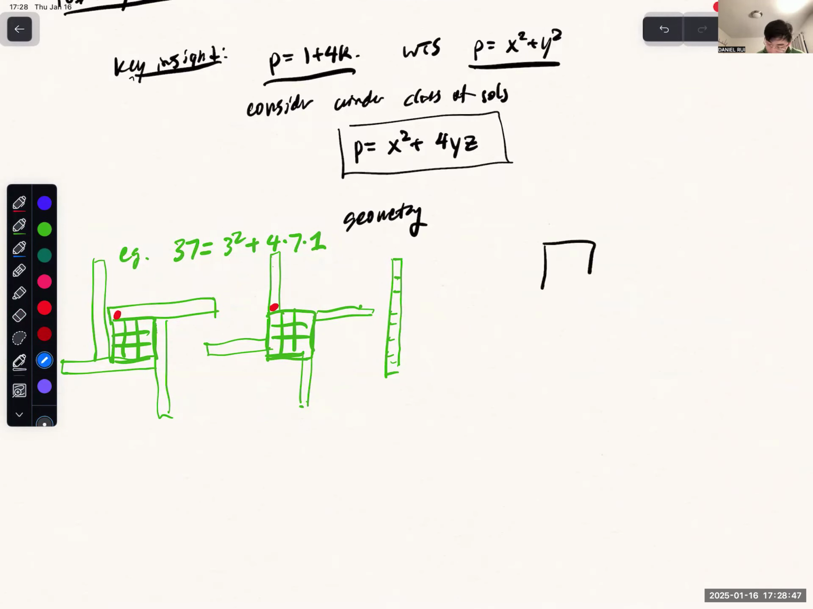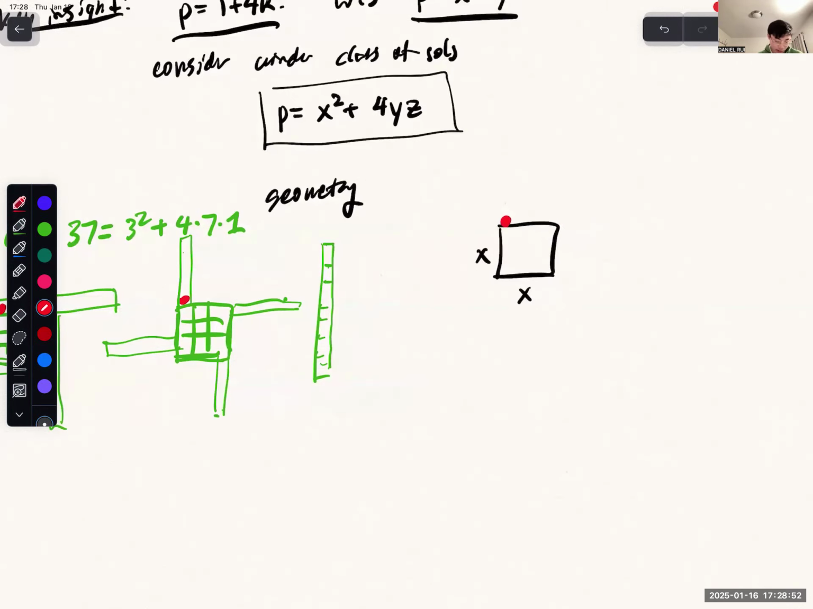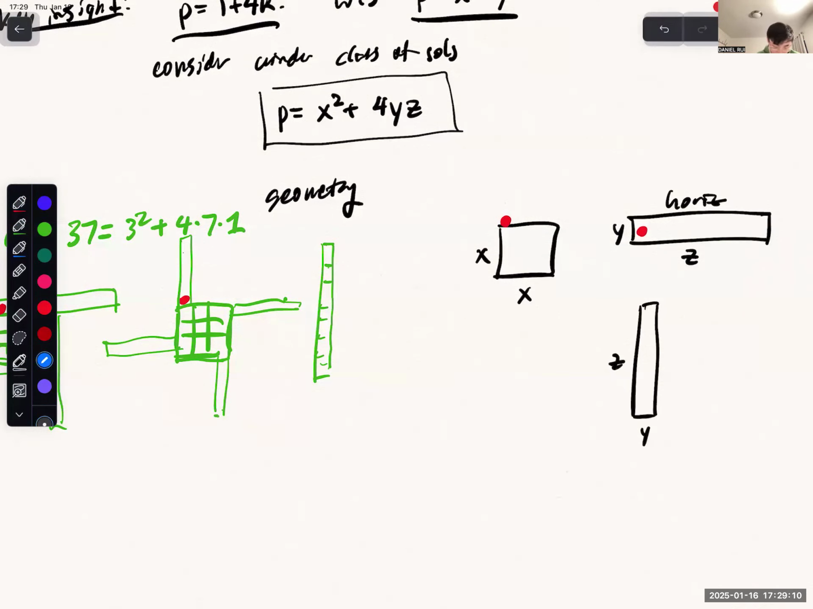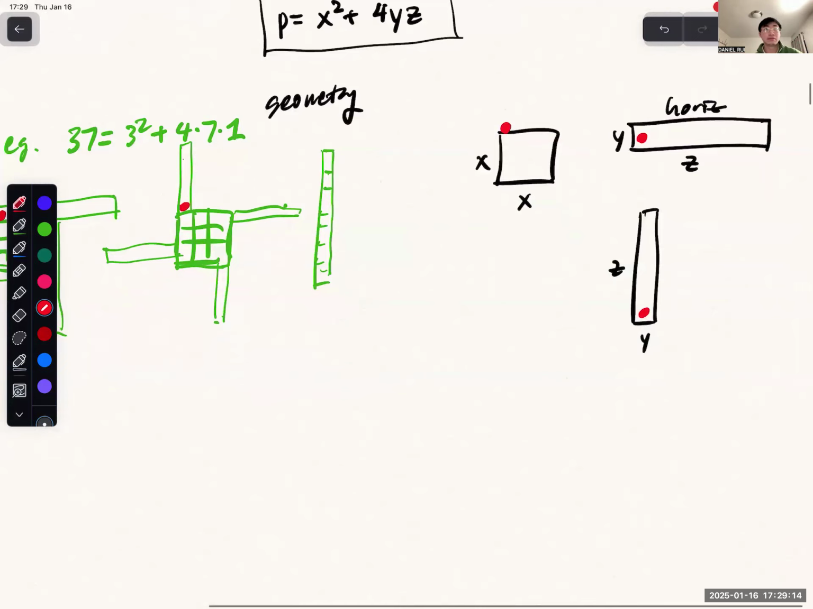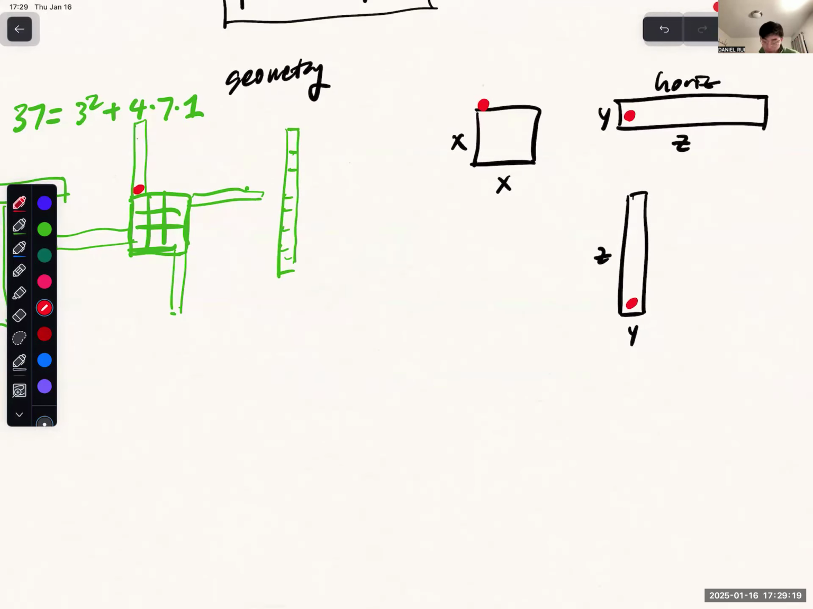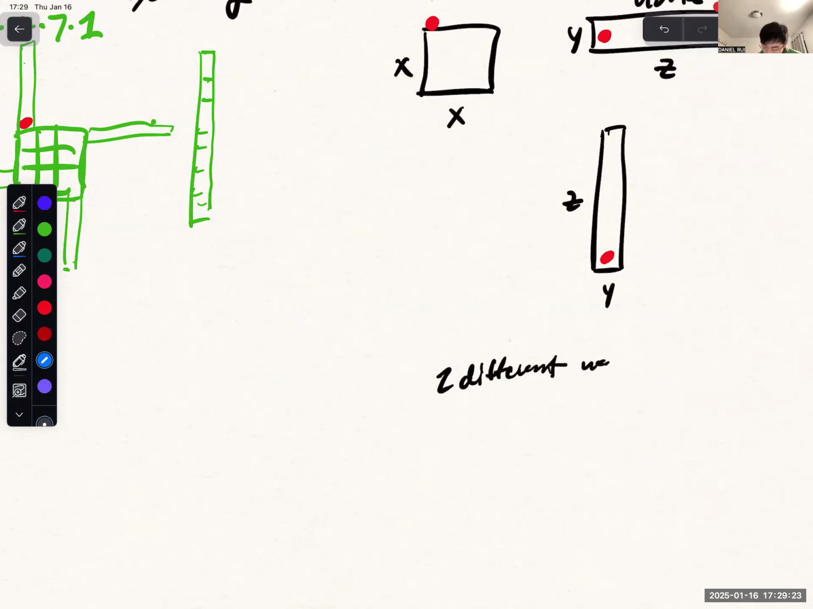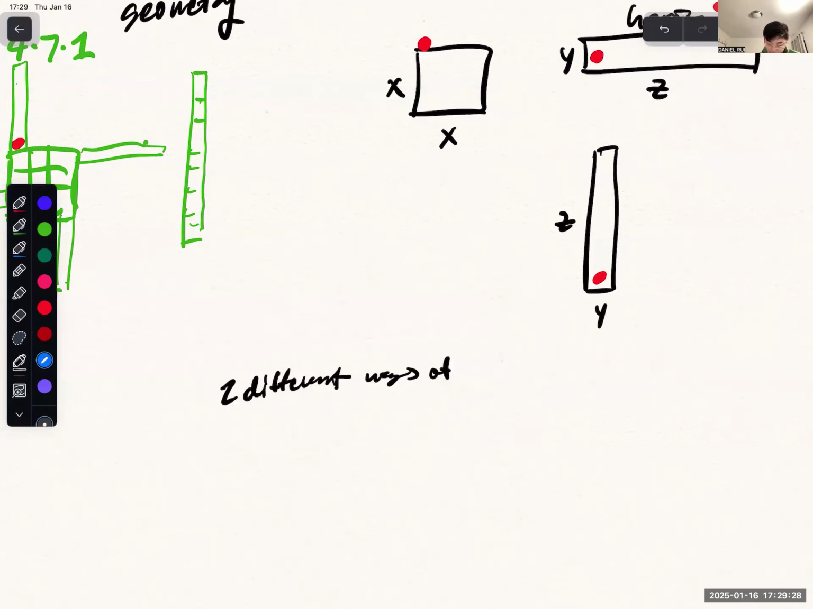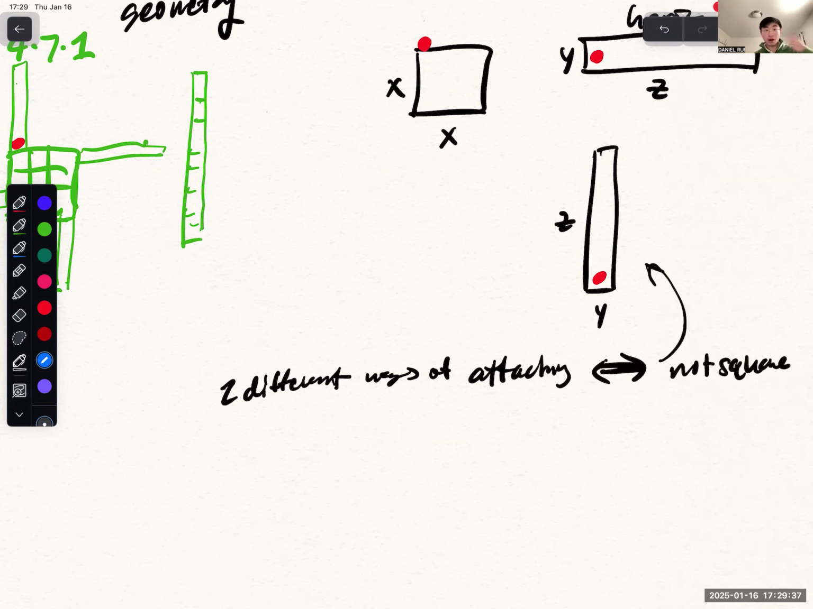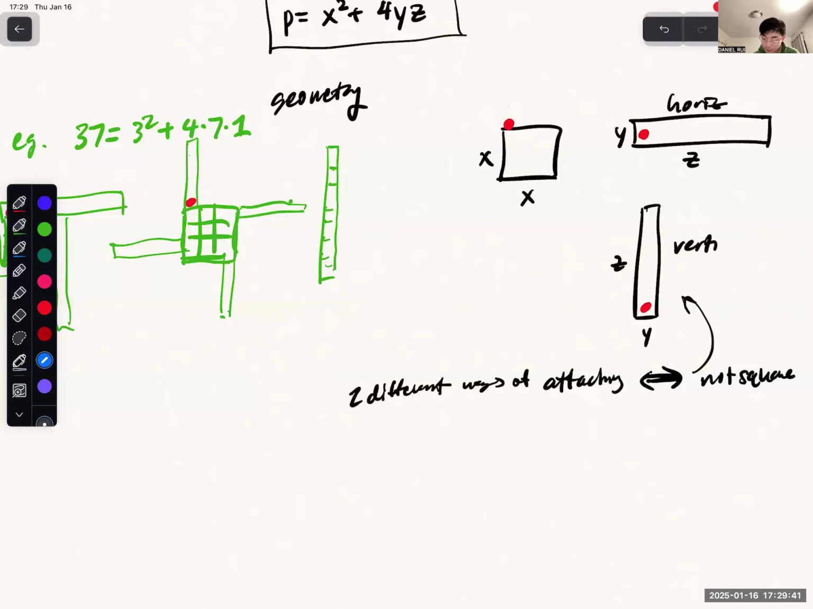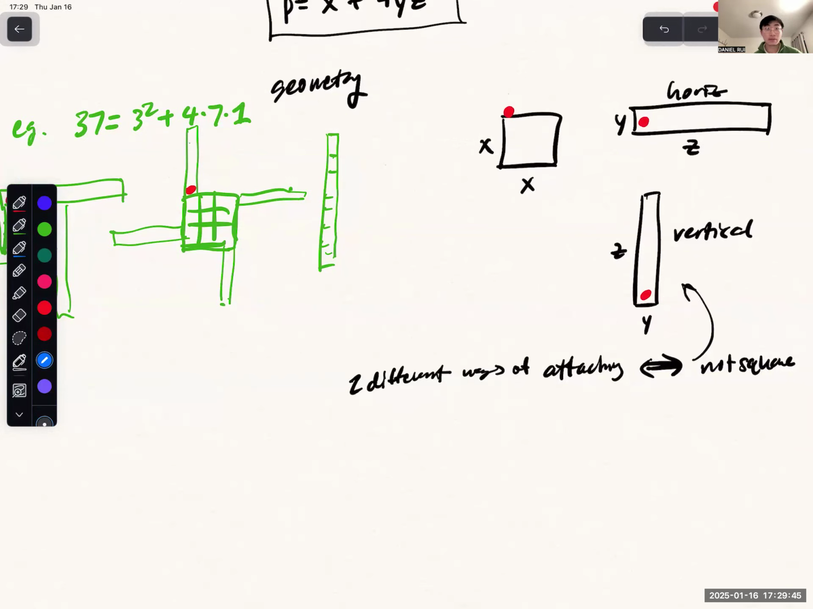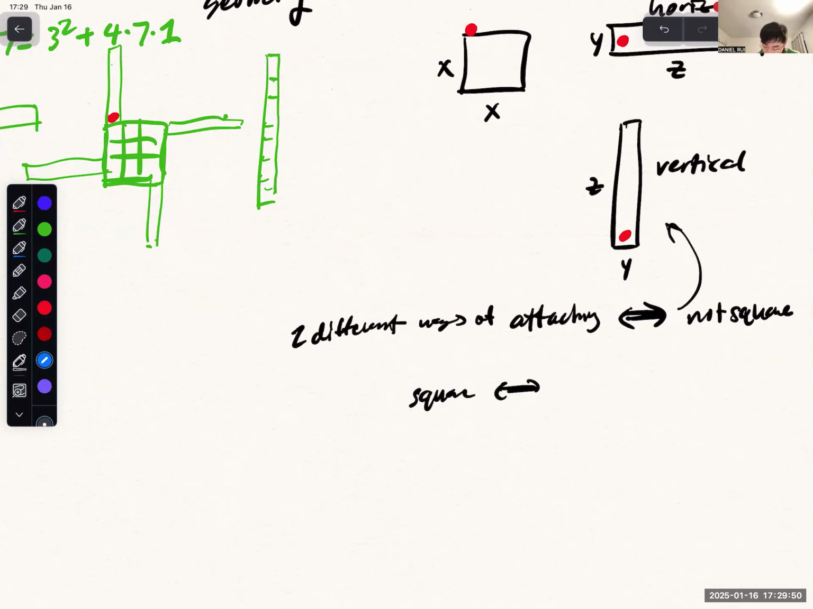So in general, if I have an x by x square and a red base point here and a y by z rectangle, I can attach this red point to the base point of the square, either horizontally, this is the horizontal configuration, or vertically, to get two different ways of attaching, if and only if this thing is not a square, right? If it was actually a square, then the horizontal and vertical configuration would be the same, and so it would not produce a different picture, a different windmill shape. If it is a square, then there's only one way to attach.